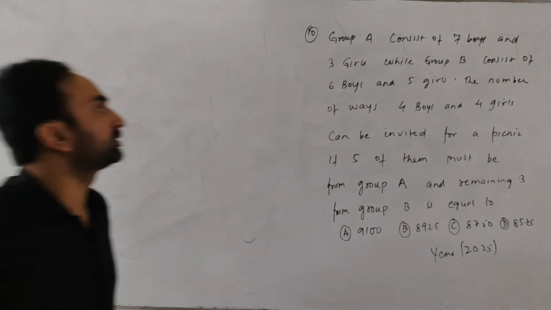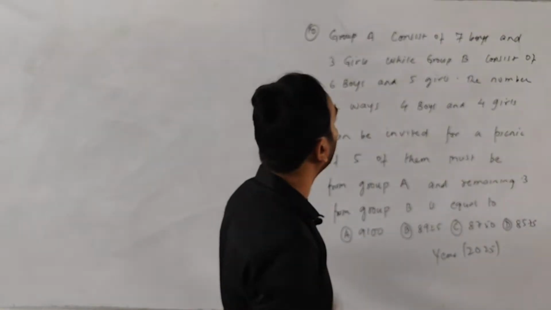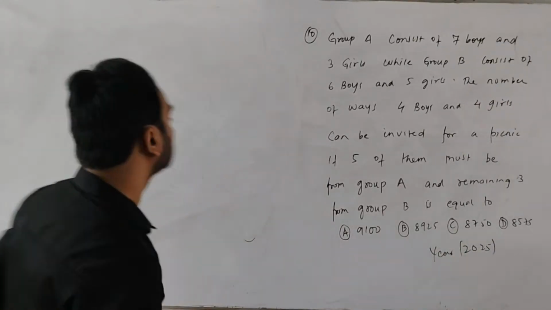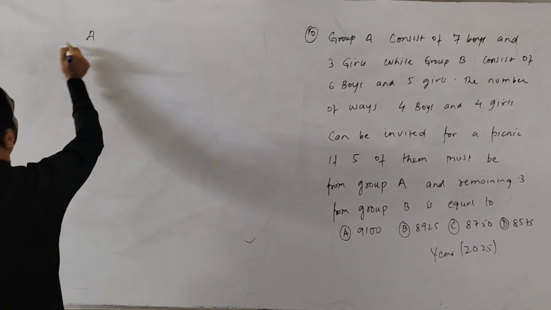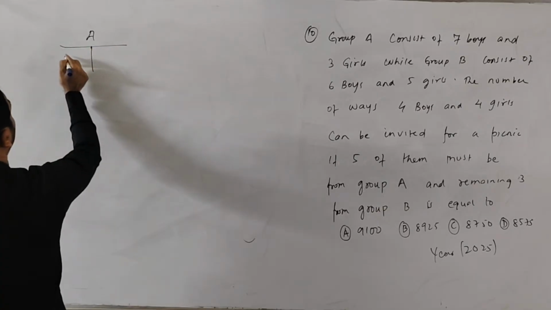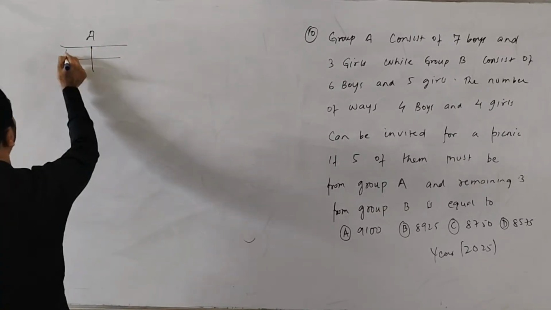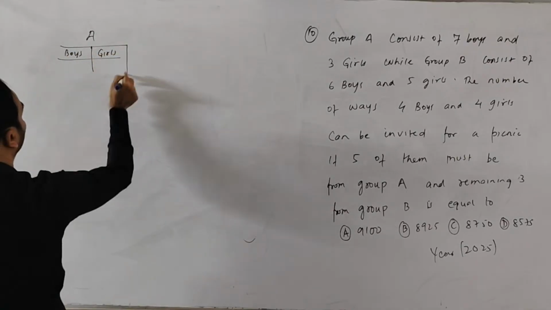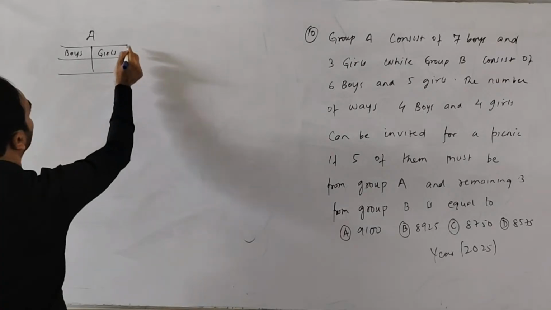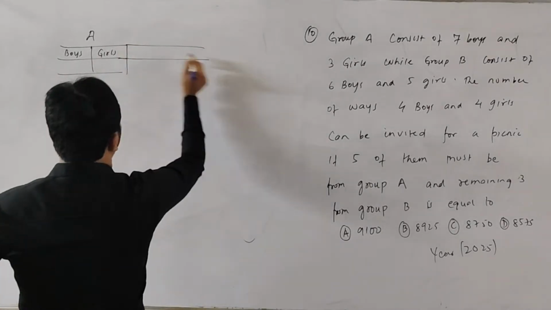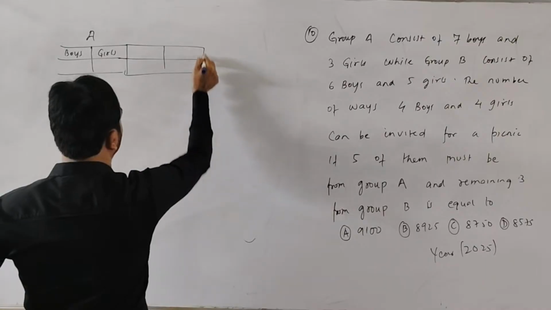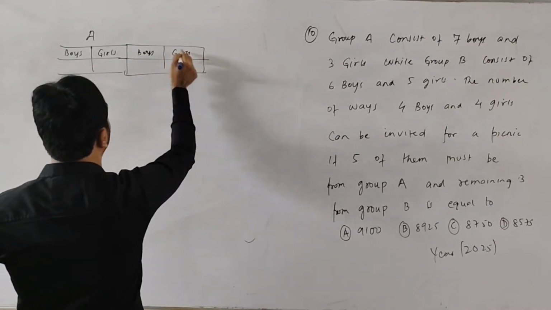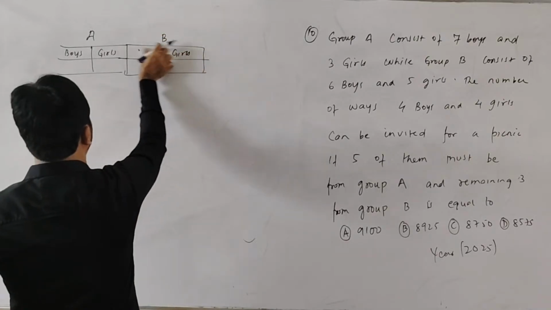Okay, now understand the question. Group A consists of 7 boys and 3 girls, while Group B consists of 6 boys and 5 girls. So just make a table first. Group A consists of number of boys and girls. I'm writing here. Boys, here girls. This is your group A, and this is your group B. Boys and girls. Correct? This is your group B.